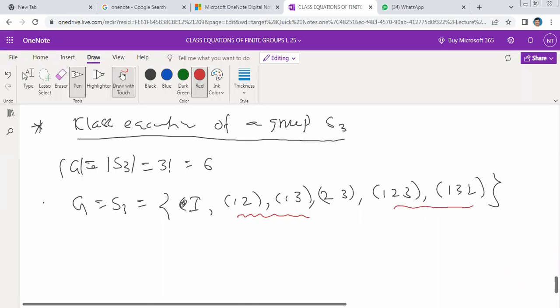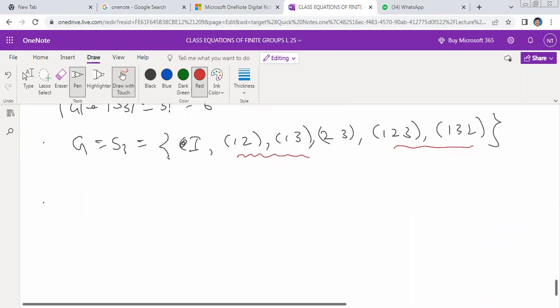Now my question is, I want to write the classification of each element. Class of identity, very simple. The class of identity is equal to identity 1, whose order is equal to 1.